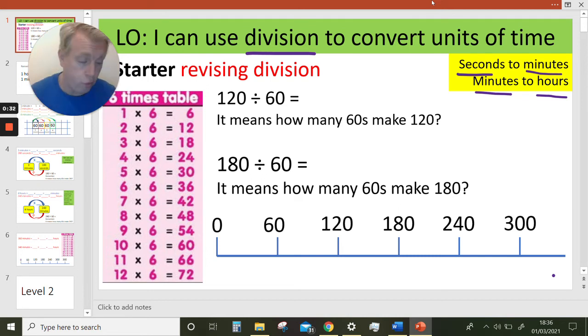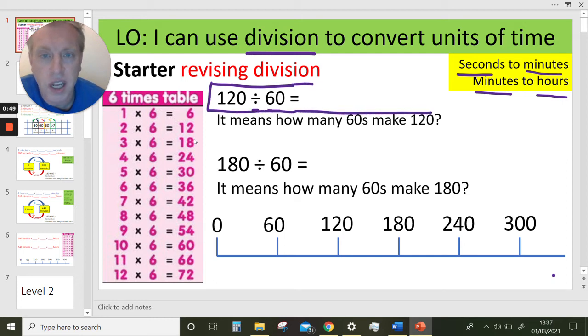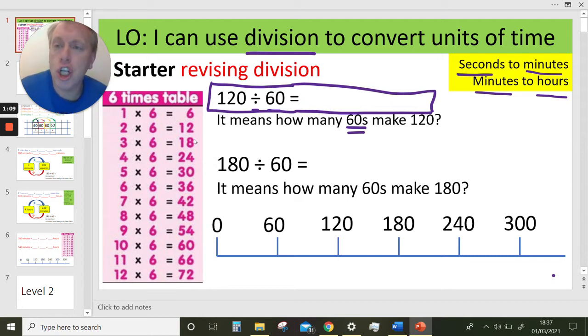Now, to start off with, one of our skills in today's lesson is going to be dividing by 60. So here's the first calculation. Can you see it here? 120 divided by 60. And let's remember, what does it mean, divide by? Well, it means how many groups of 60, how many 60s make 120. And to do that, what do we need to remember?